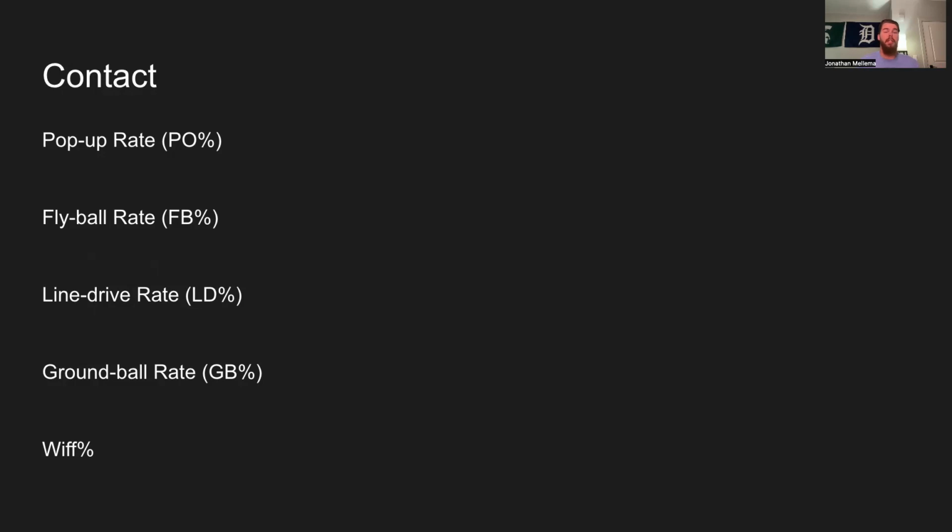So you can use these rates for the pop-up rate, the fly ball rate, line drive rate, ground ball rate, all of these to see how good a pitcher is at inducing different kinds of contact.